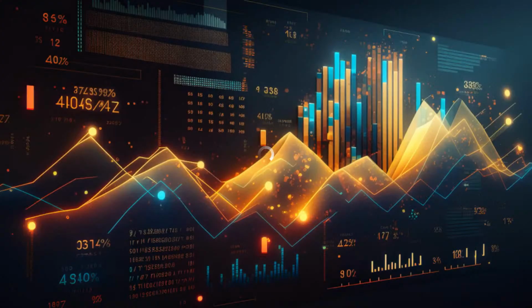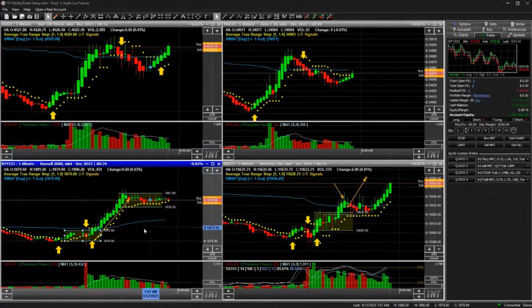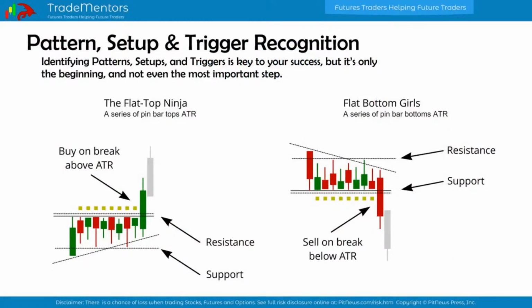So if I flip back over and show you, this is the Russell. See the Russell? We got a flat top ninja right here. It's getting ready to go. And usually what happens, if we go back to the image, is if we have a flat across the top, the little yellow bars across the top, the market takes off and goes up. If the little yellow dots are flat across the bottom, the market usually falls and comes down. See that?